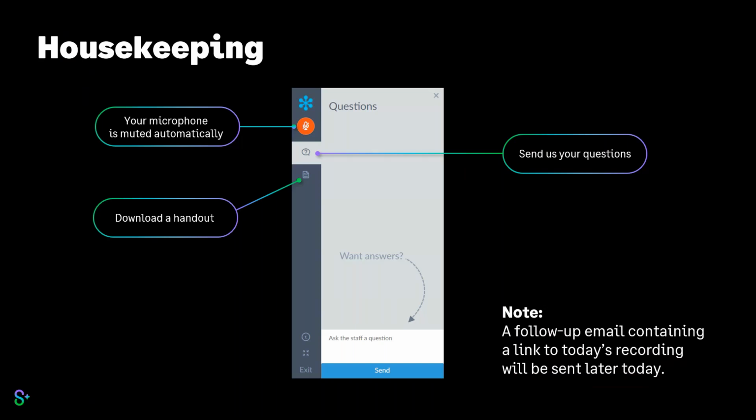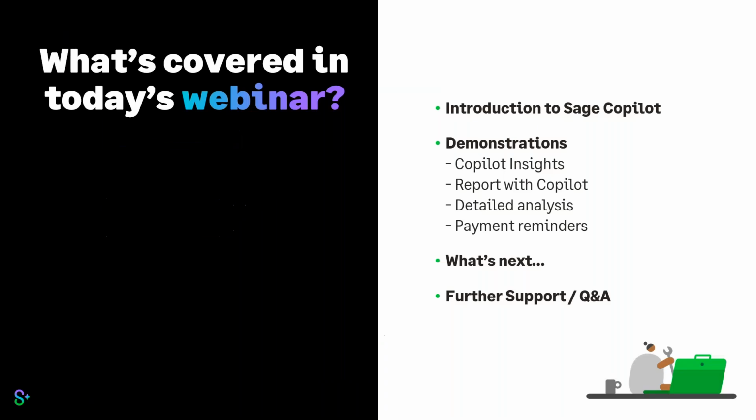Right, let's have a look at what we're going to be covering in this session today. As I say, quite a bit to get through. We're going to start with a little bit of background to Sage Copilot: what it is, who can actually access that. I'll show you how you go about activating it within your software, so how you can actually get started. Then we're going to run through the key features, the key benefits of Copilot.